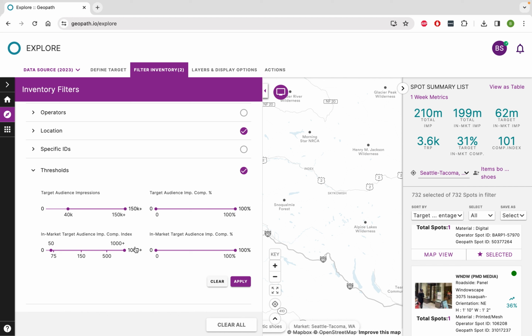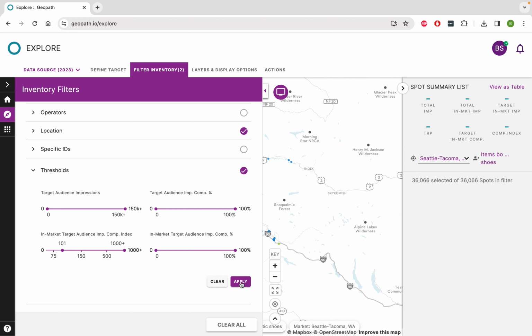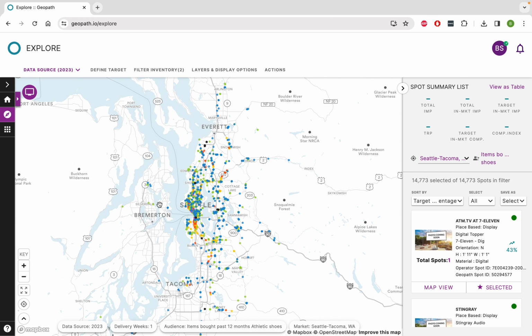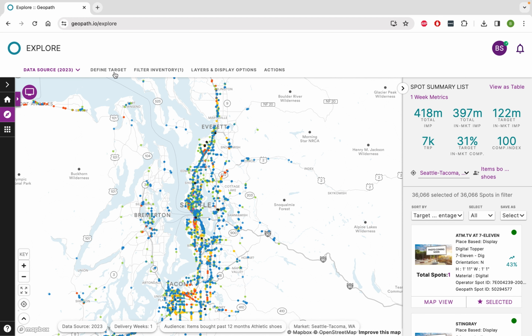Let's say I wanted to start over. Let's say instead I wanted to look for inventory that over-indexed for reaching this target audience. An index of 100 represents the average in the market, so if I were to set my index minimum to 101 and then hit apply, I would then be shown only the inventory that was above average at reaching this audience target. Let's use a slightly different example.